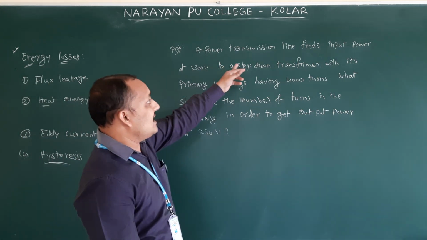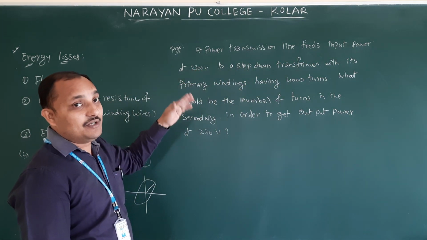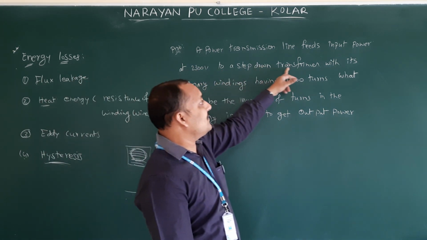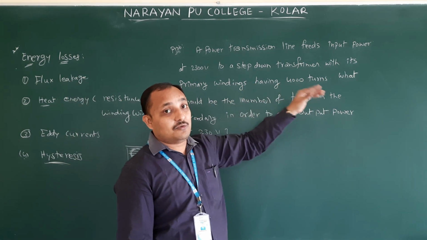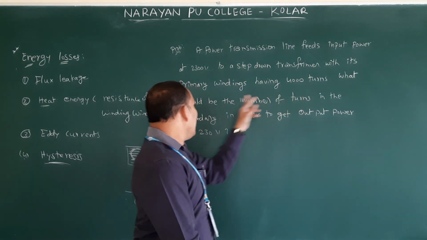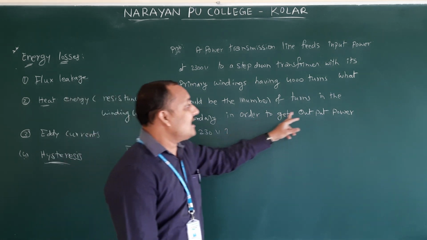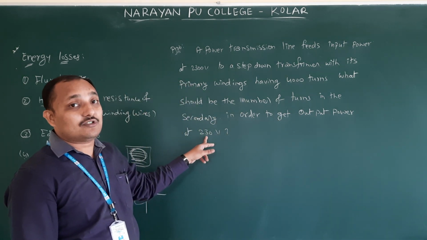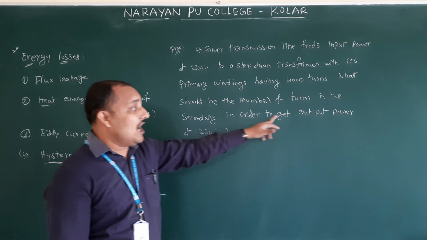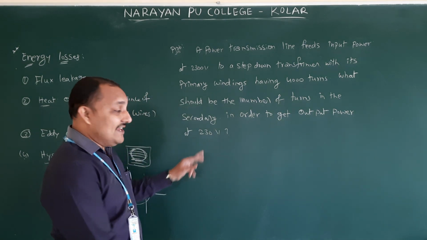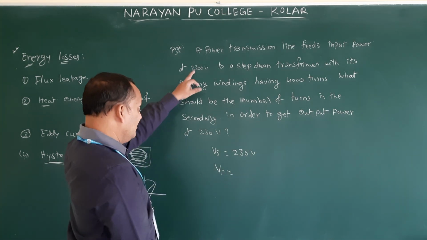A power transmission line feeds input power at 2300 volts to a step down transformer with its primary winding having 4000 turns. So the primary coil has 4000 turns. They are asking what should be the number of turns in the secondary coil in order to get the output power at 230 volts. Output power at 230 volts means this is Vs or Vp? Primary or secondary? Output means secondary. Therefore, they gave Vs, secondary voltage 230 volts. Primary voltage how much?